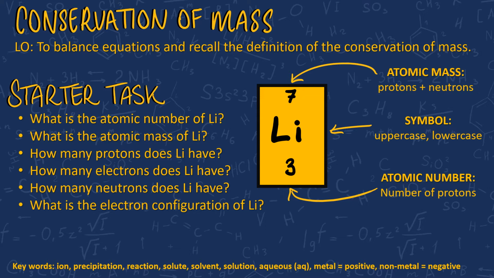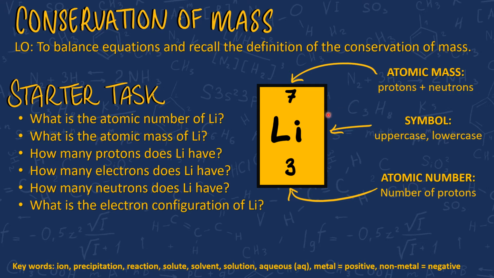Okay, the answers. So the answer to number 1, the atomic number in this case is the one at the bottom, but on different periodic tables, they might be the other way around. So the atomic number is the smaller one. In this case, it is 3. So the atomic number of lithium is 3. The atomic mass, that's the bigger number at the top, that is protons plus neutrons, so it's going to be the bigger one. If atomic number is just protons, then protons plus neutrons will be a bigger number. So the atomic mass of lithium is 7.